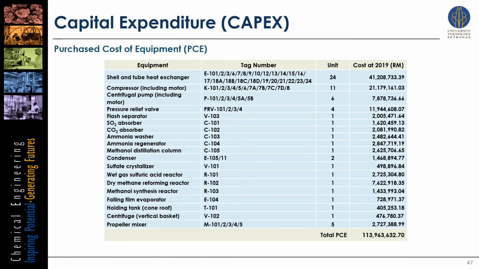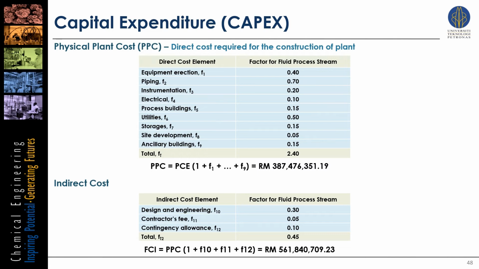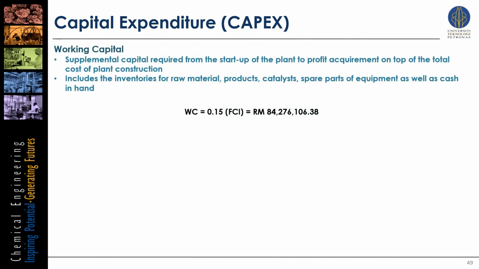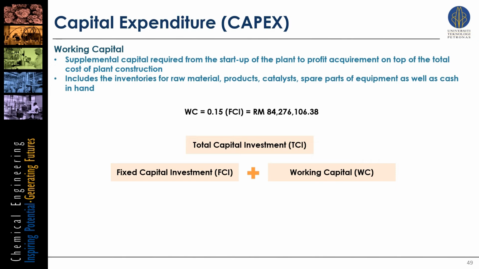From these equations, the total PCE is around 113 million ringgit. From the PCE, the physical plant cost as well as the indirect cost can be calculated using appropriate factors called the Lang factor. From there, our fixed capital investment is 561 million ringgit. Next, the working capital, which includes inventories costs, is calculated as 15% of the fixed capital investment. Summing both working capital and fixed capital investment, we obtain the CAPEX as 646 million ringgit.